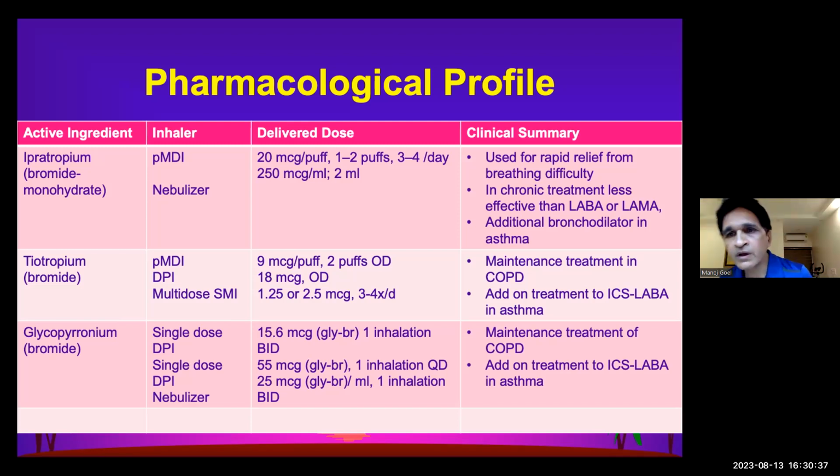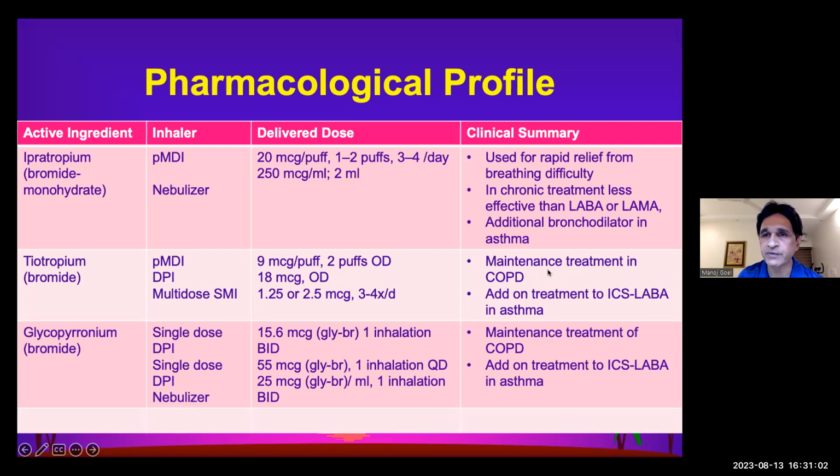In chronic treatment, it is less effective than LAMA or LABA. Therefore, in COPD, ipratropium is not recommended for long-term use. Okay, right? Because they are less effective as compared to LAMA and LABA, and those are the preferred choice. And they are, of course, used as an additional bronchodilator in asthma, as I said, in addition to the short-acting beta agonist. Tiotropium is used primarily for the maintenance treatment of asthma.